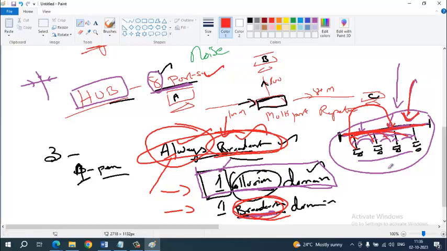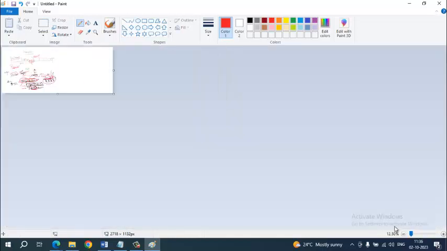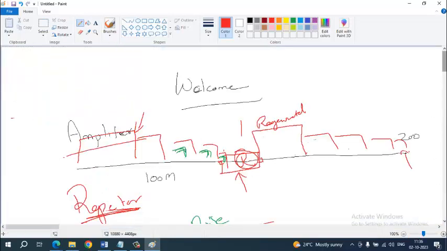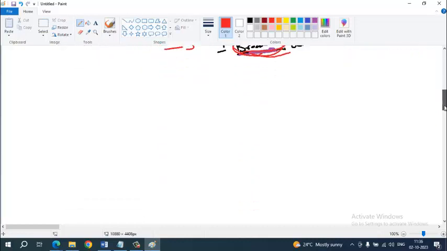So what is the alternative? If the hub is not safe, if the hub will always broadcast, if the hub is not scalable and supports only 8 devices, what is the option? They came with another option called a bridge.